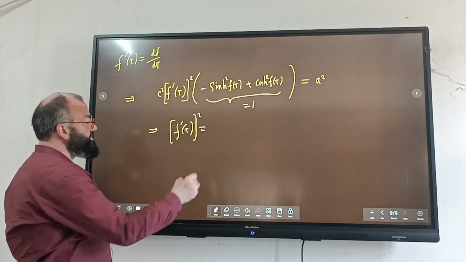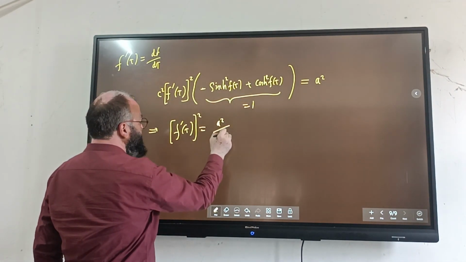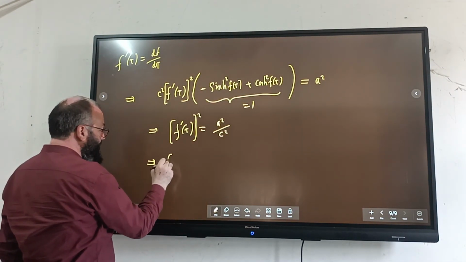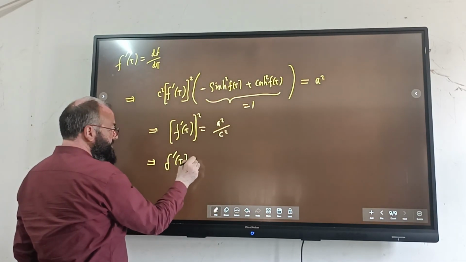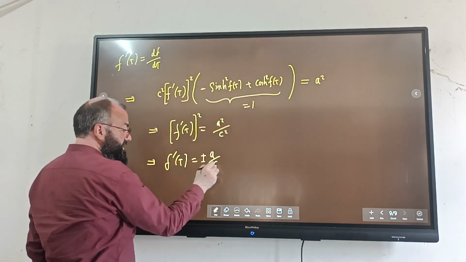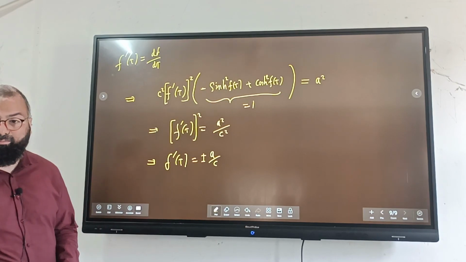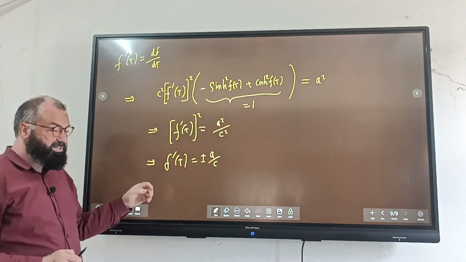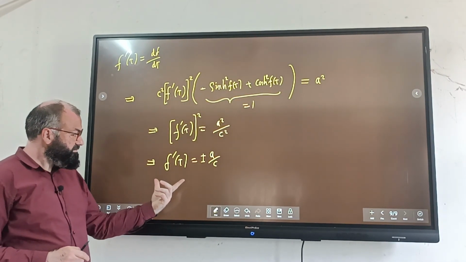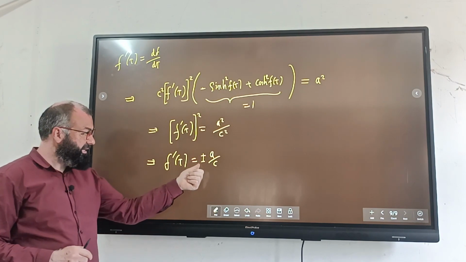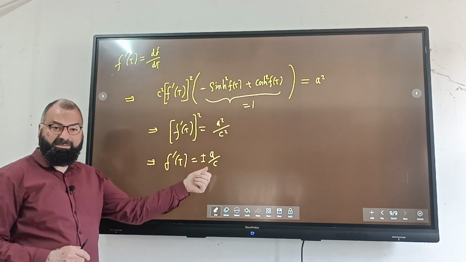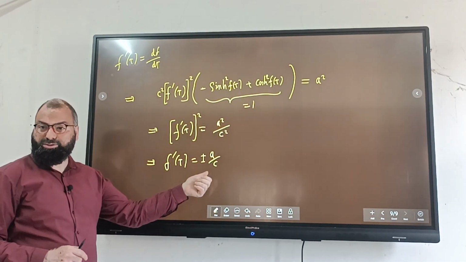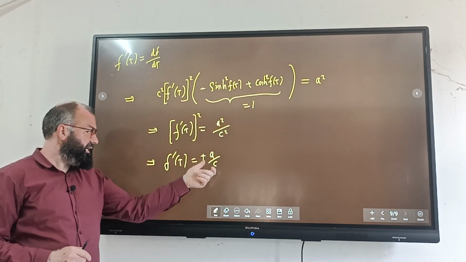Clear? So it is now equal to a square by c square. What it gives me? So f dash of tau is simply equal to plus minus a by c. We are almost done. Now look here. So f dash will be simply plus minus a by c. Clear? So you can absorb this minus into a.